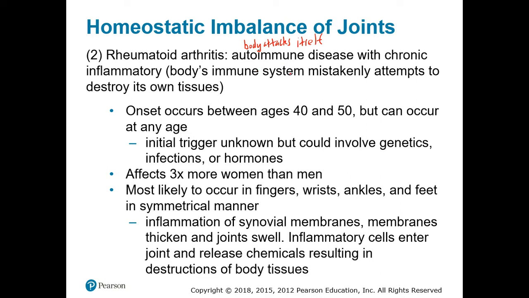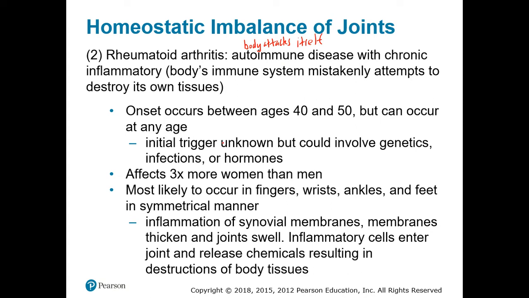So our body's immune system mistakenly attempts to destroy its own tissue. Nothing's wrong with the tissue, but your body thinks there is. And my dad actually has this. Onset usually occurs between ages 40 and 50, but it can occur at any age. The initial trigger is unknown, but they think genetics is involved, or an infection.